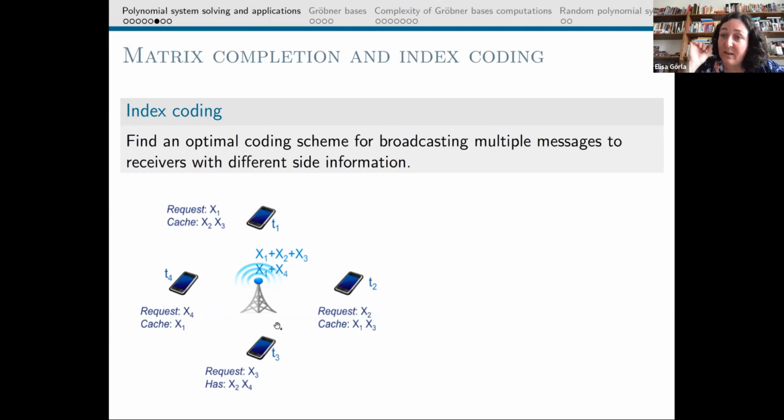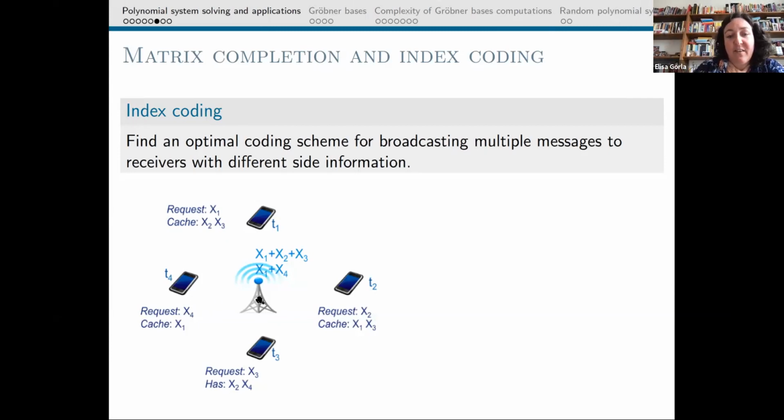So the tower does not send punctual messages to each one separately, but the tower makes a transmission and everybody will be able to listen to it. And so the problem is the tower wants to make everybody happy, but also wants to send the least number of transmissions. So if the tower can only send either X1 or X2 or X3 or X4, it will have to do 4 transmissions. But the trick here is, you can also send linear combinations of the messages. And so the tower wants to minimize the number of things that it sends.